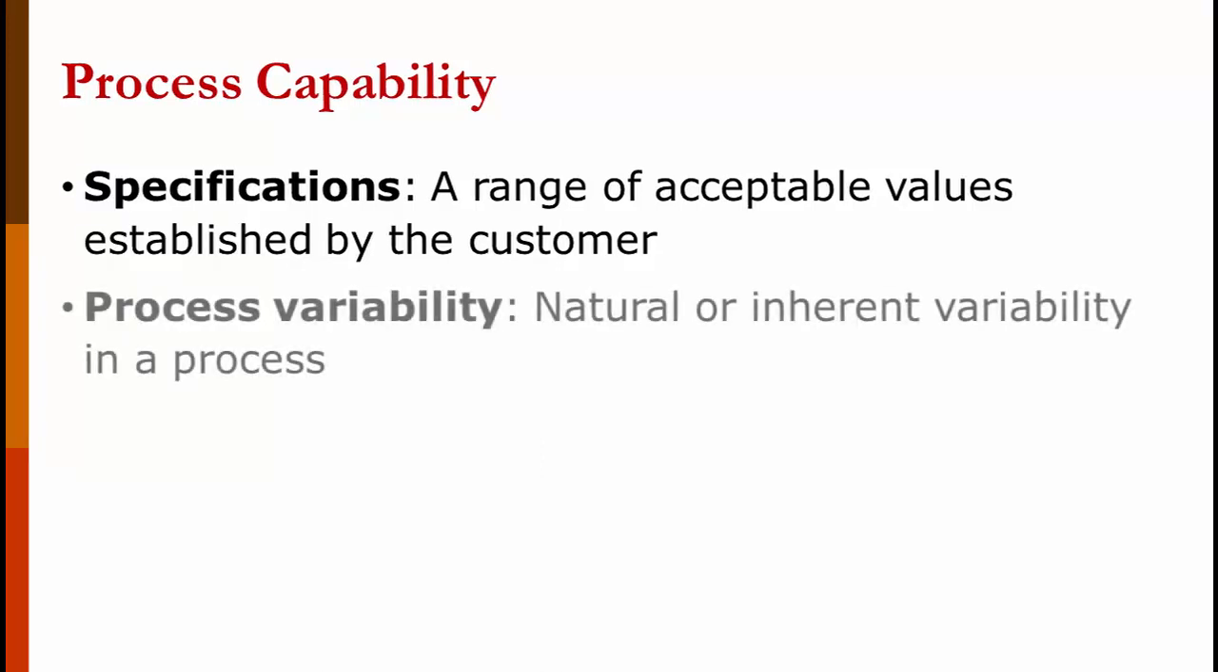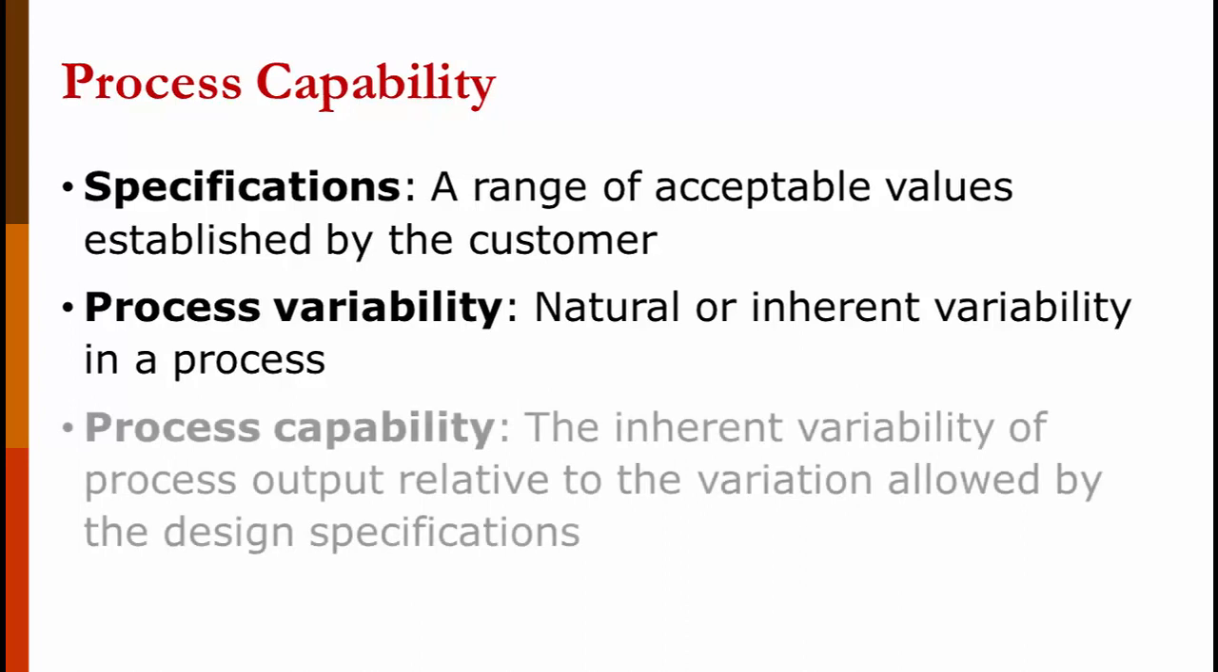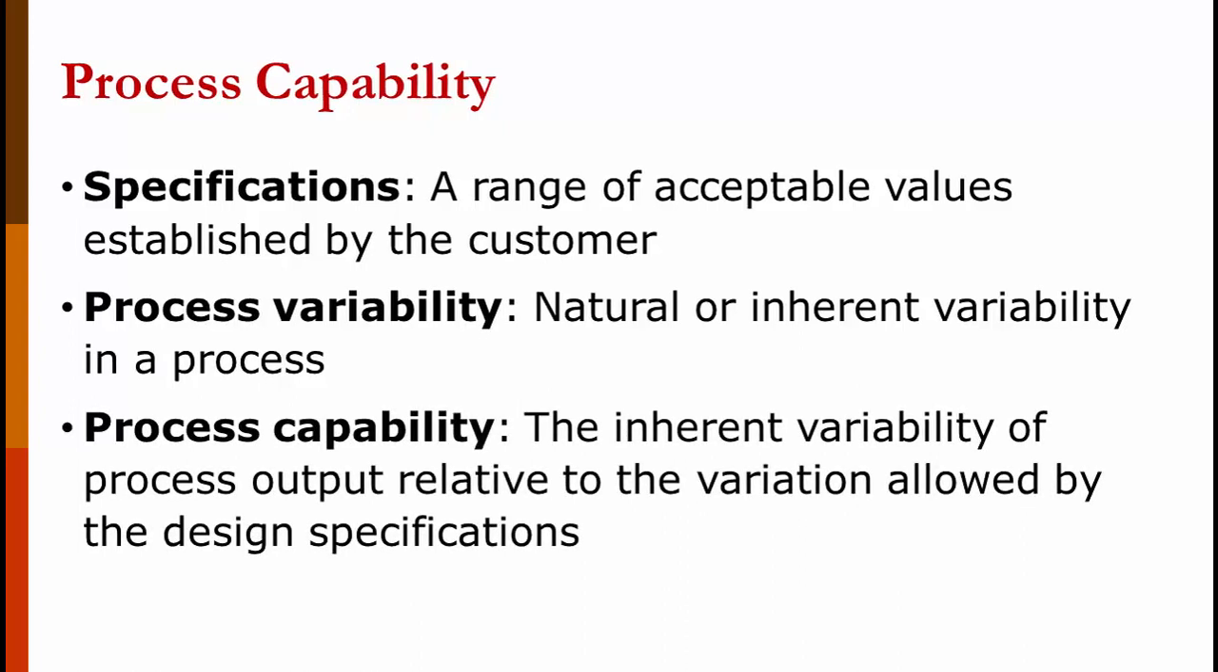Process variation is the natural or inherent variation in a process. That's your process. Process capability is the inherent variability of the process output relative to the variation allowed by the design specifications. In other words, how well your process matches up with the customer specifications.